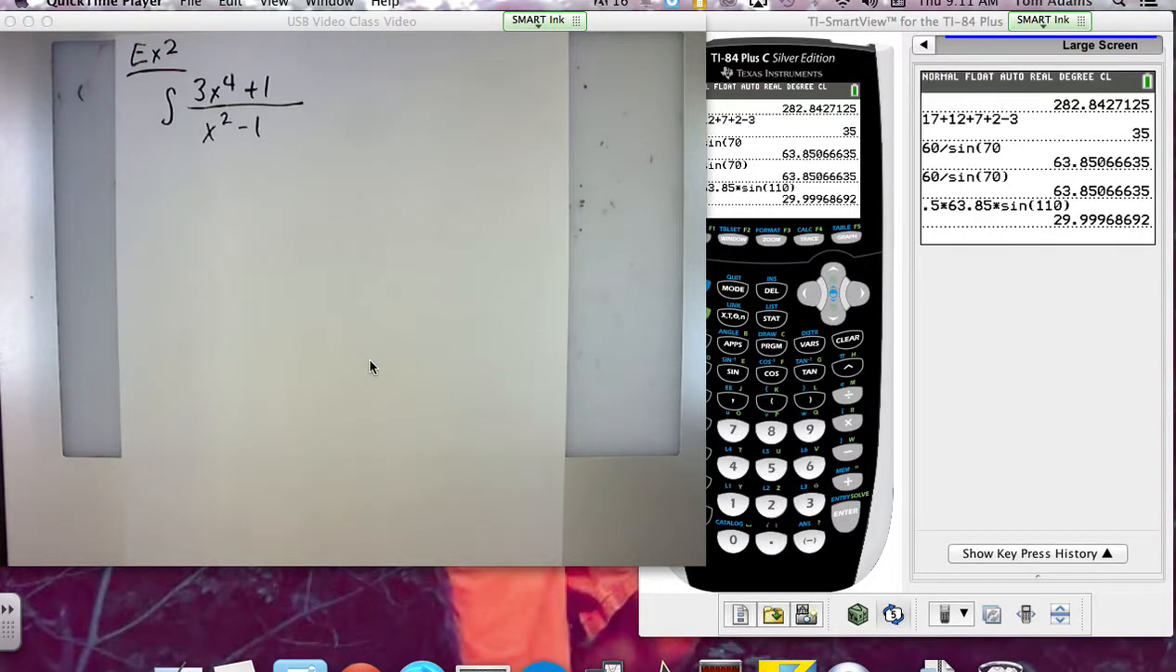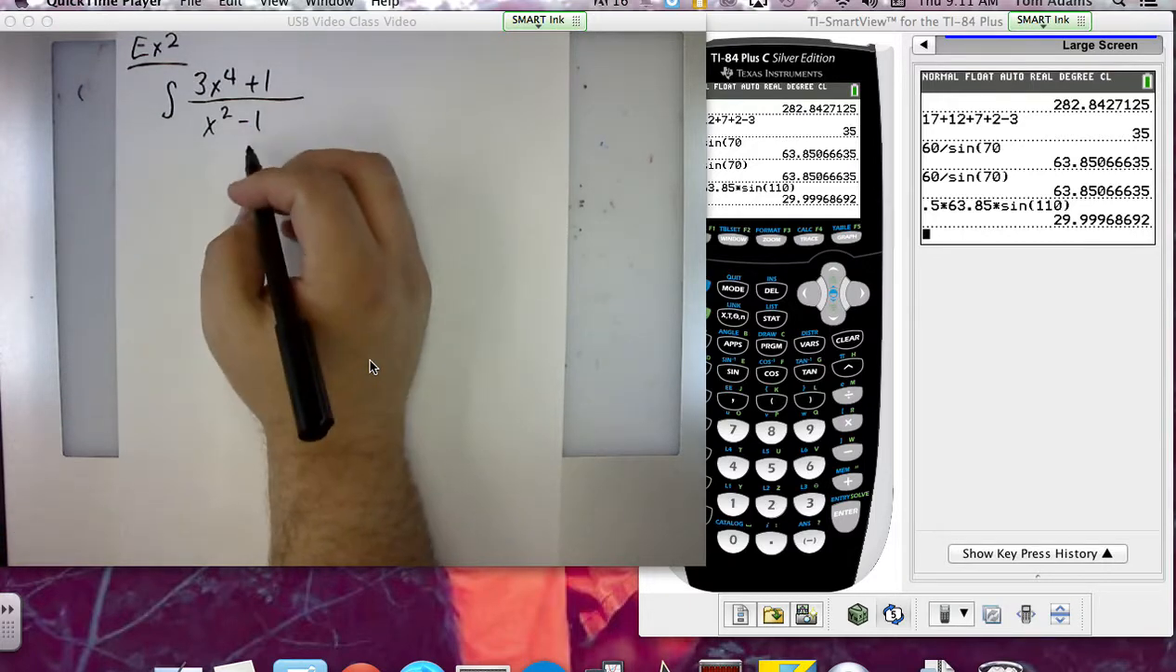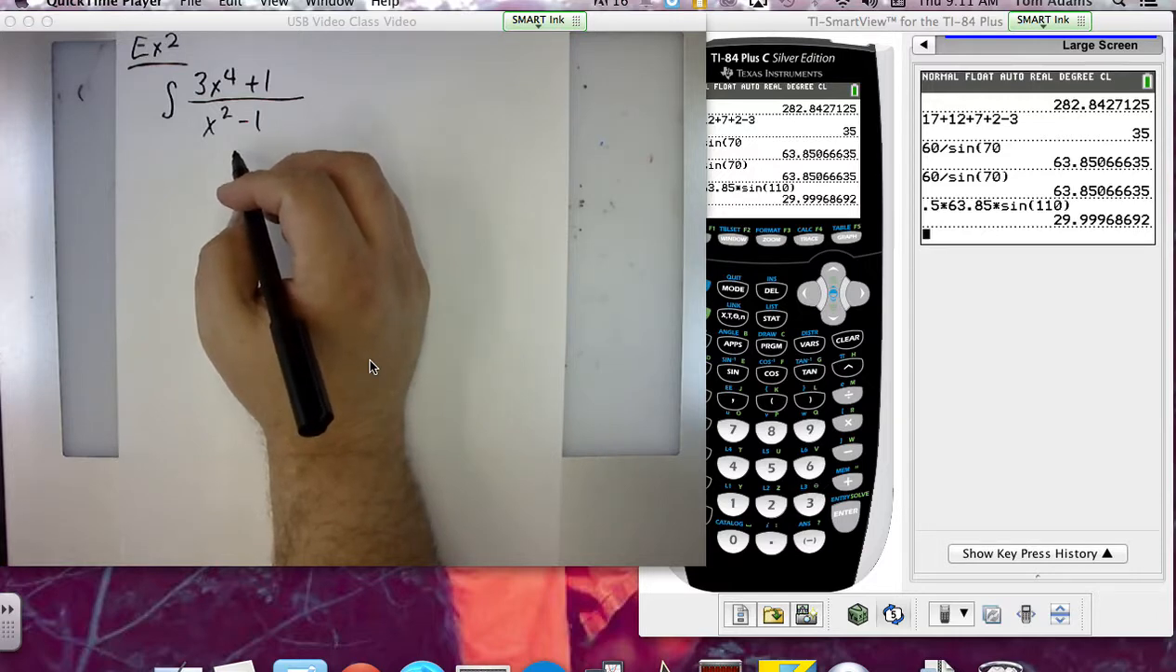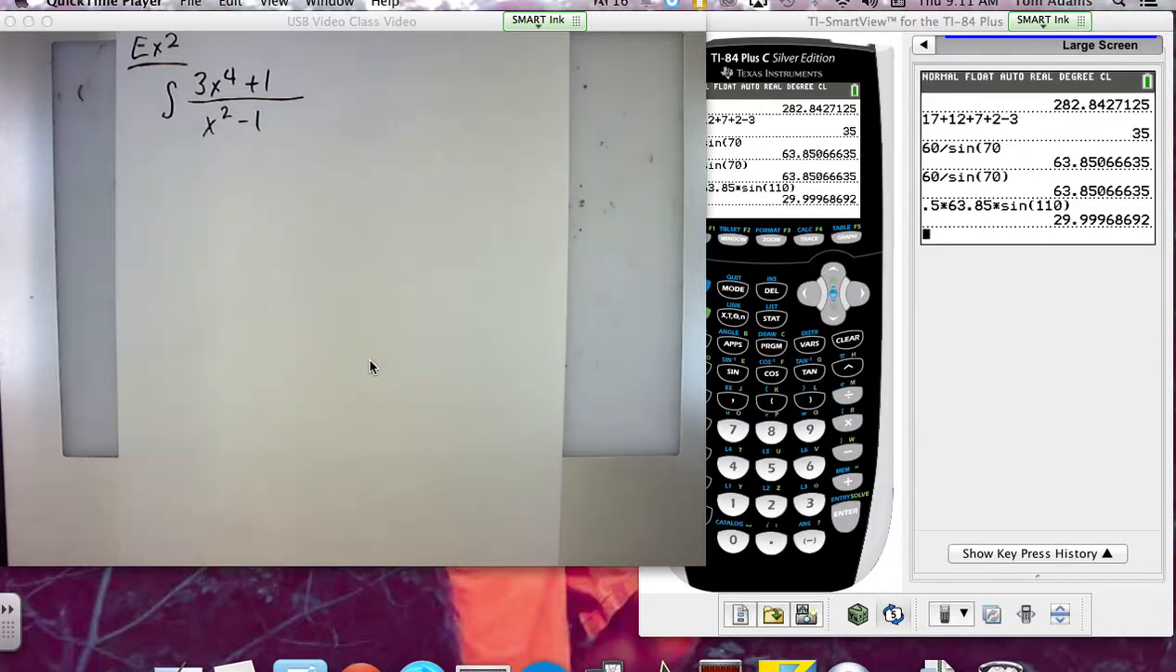Okay, so now for example number 2, we're asked to integrate this fraction. It's not easy. To integrate a quotient is not easy the way that it's written. What I'd like to do is separate this with partial fractions. So the first step is to figure out, I could factor the bottom into x plus 1 and x minus 1, but if you look at the top, that doesn't really help. I mean, it does, but it doesn't.